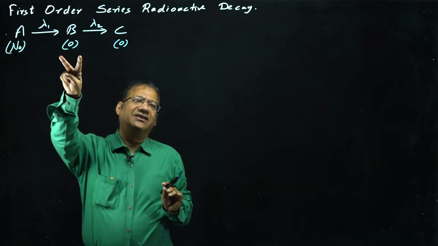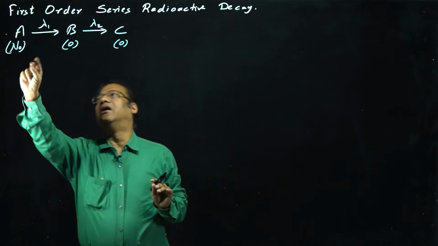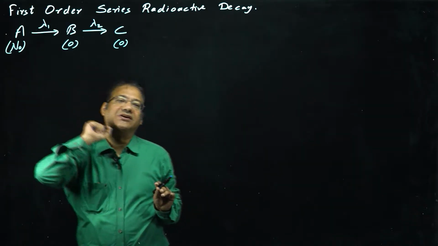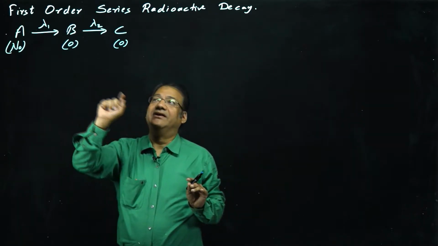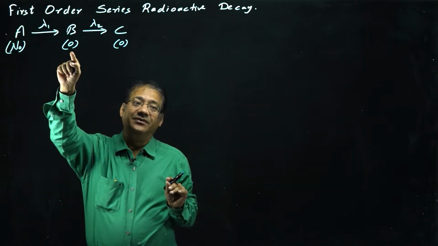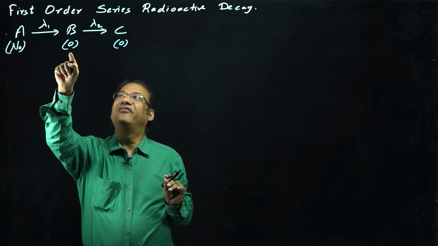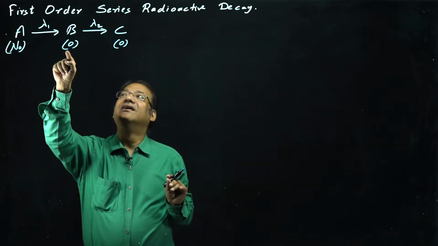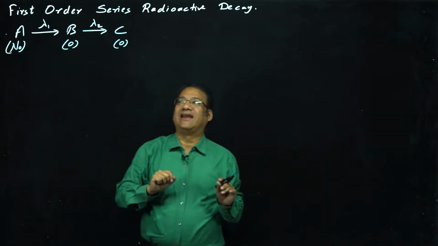A giving you B, this is a normal first order decay. You very well know how this A would vary with time, what would be the differential equation for A, and what is A after time t. The more interesting is how B varies with time. What is the differential equation that describes the variation of B? What is the maximum value of B, when B would be maximum? And how C varies with time.